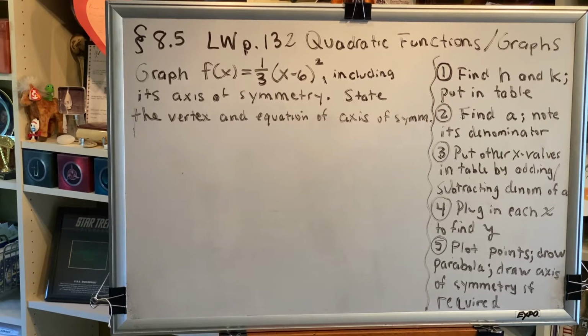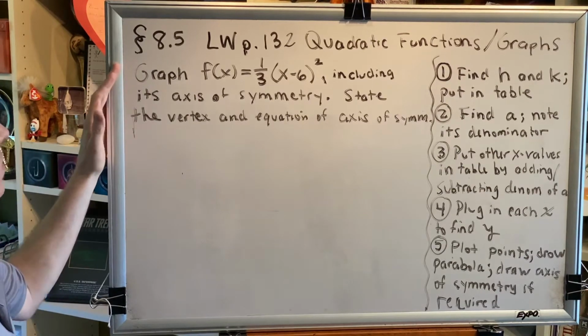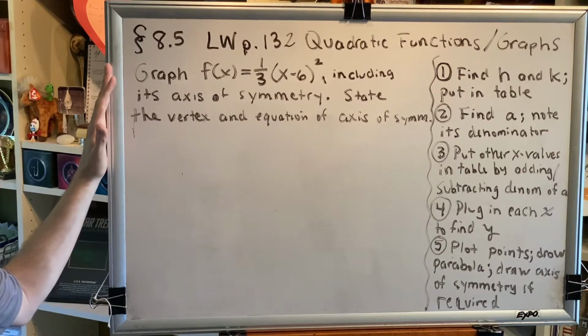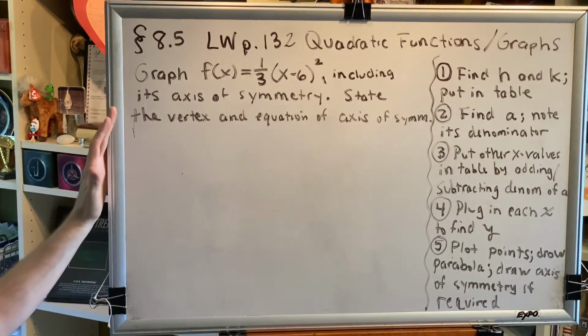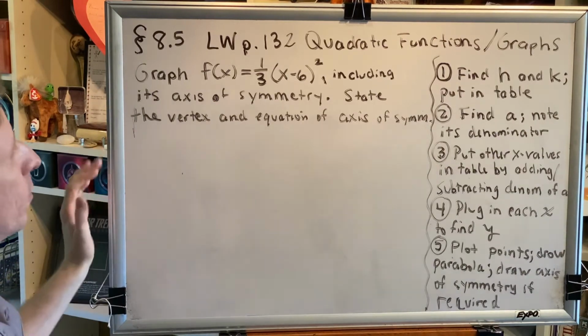Please open in your learning workbook to page 132. Let's solve a problem involving graphing a quadratic function. Graph f of x equals 1/3 (x minus 6) squared, including its axis of symmetry. State the vertex and equation of the axis of symmetry.